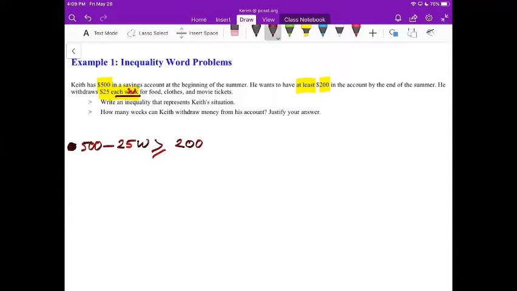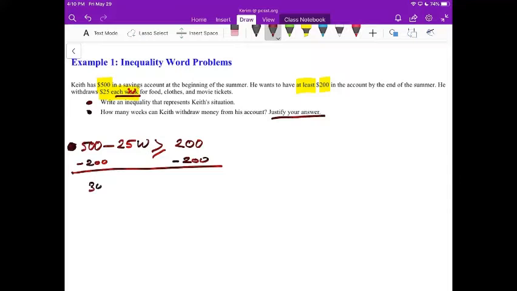The second one is, how many weeks can Keith withdraw money from his account and justify your answer? Justify your answer has two meanings, either explain it or do the work step by step and show it. So basically, the question is saying to isolate the variable, which is W. I'm going to subtract 200 from both sides to combine the like terms.